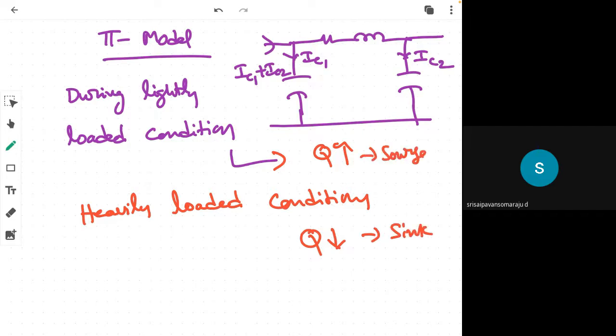So therefore, the transmission line is also used as sink and source, but the conditions are not in our control. Hence you need to depend upon external compensating devices for the reactive power, not on the transmission lines or generators.